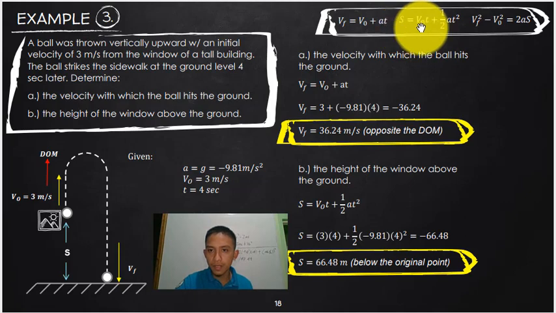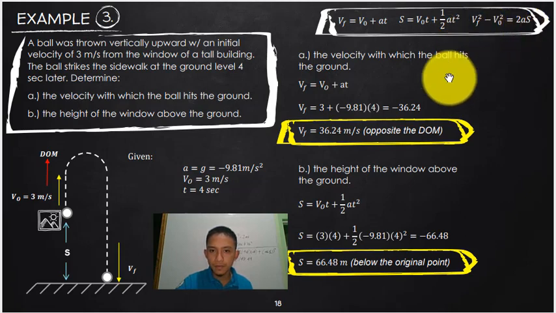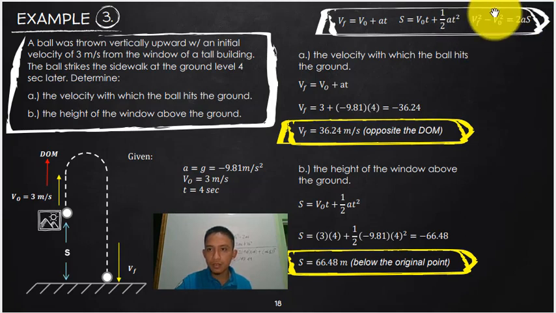Here, you have VO, yes. You have T, yes. You have A, yes. You can make use of that. In here, you have VO, yes. You have A, yes. You have VF, yes. You already solved that one. And the unknown is S. You can also make use of this.